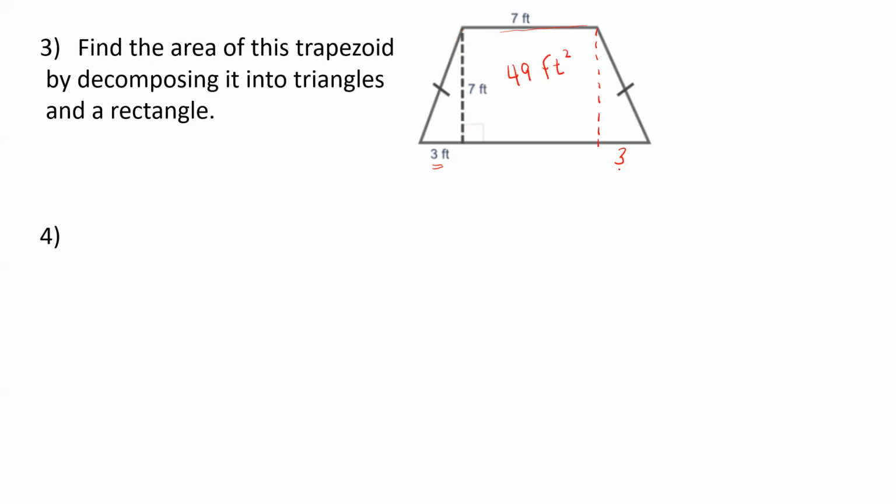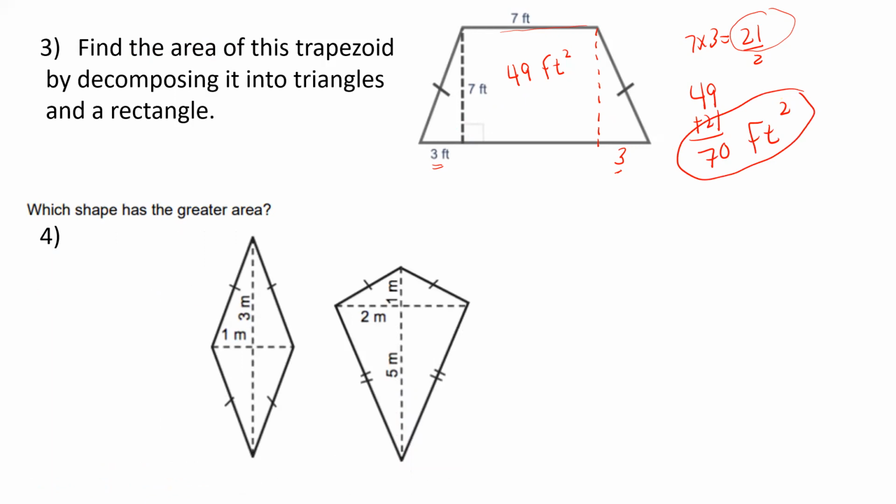The base of these triangles is a 3 and the height is 7. So 7 times 3 is 21. Normally we would half that if we had 1 triangle, but since there's two triangles, we're going to leave it as 21. That's the combined area of both triangles. So 49 feet squared plus 21 feet squared is 70 feet squared. 70 feet squared for the whole trapezoid.